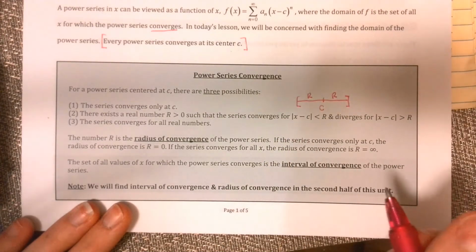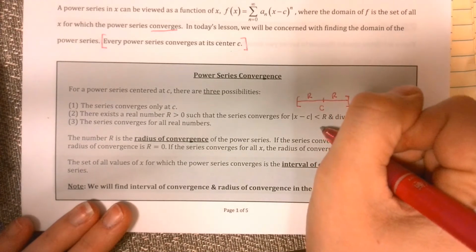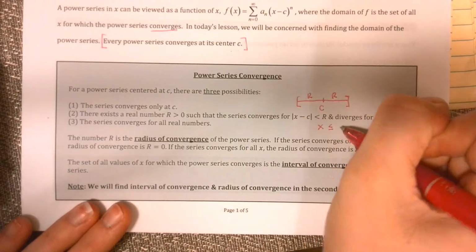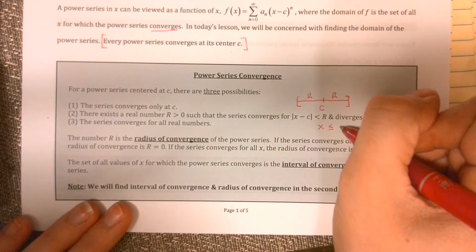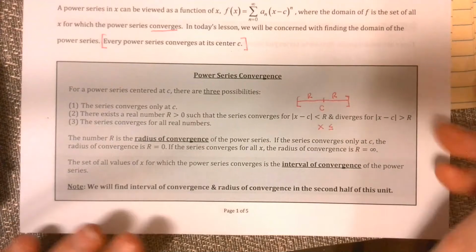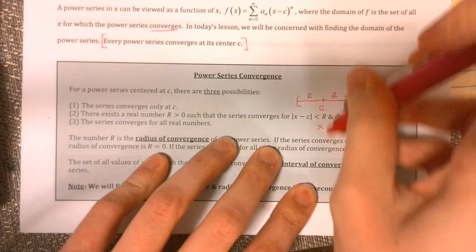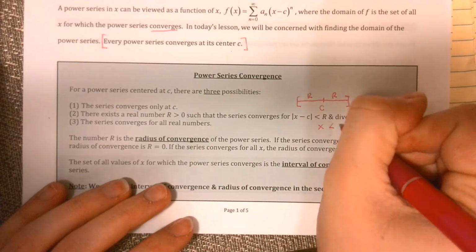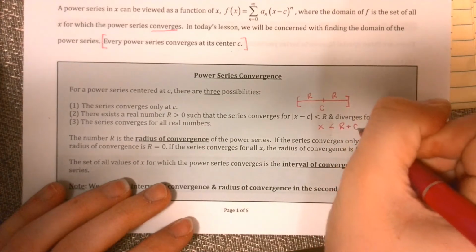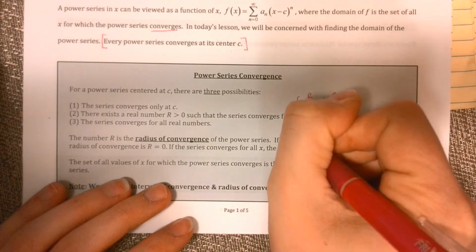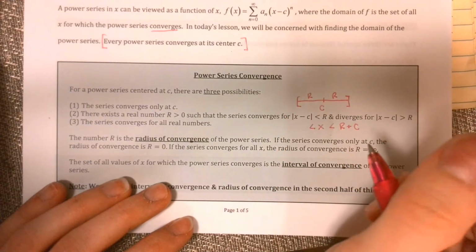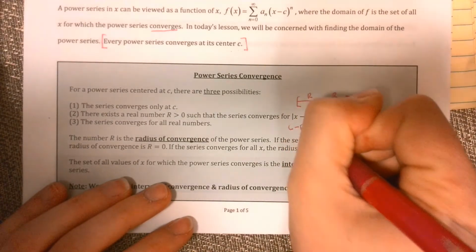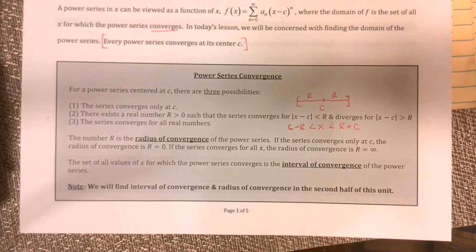So if I were to describe this in an inequality, I would say that the X values for which it converges are less than, let me be a little more restrictive here, because we're also going to have to test endpoints in the future. So right now, all I'll say is less than the center plus the radius, but greater than the center minus the radius.